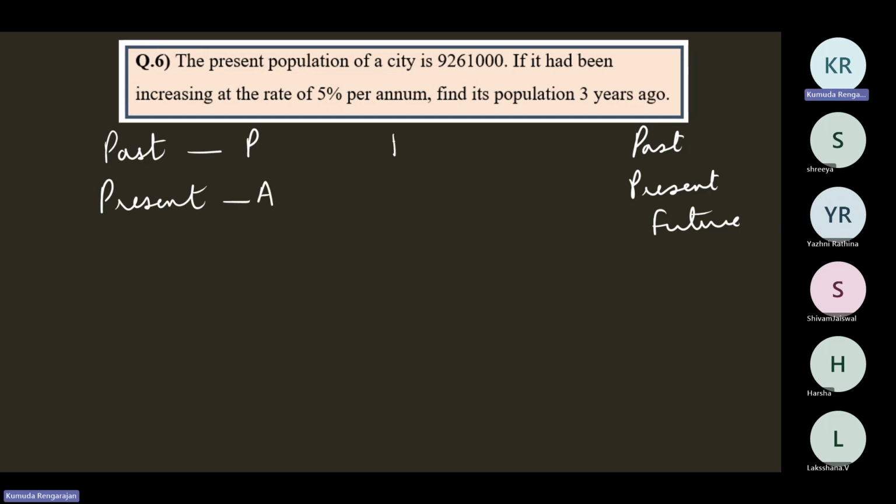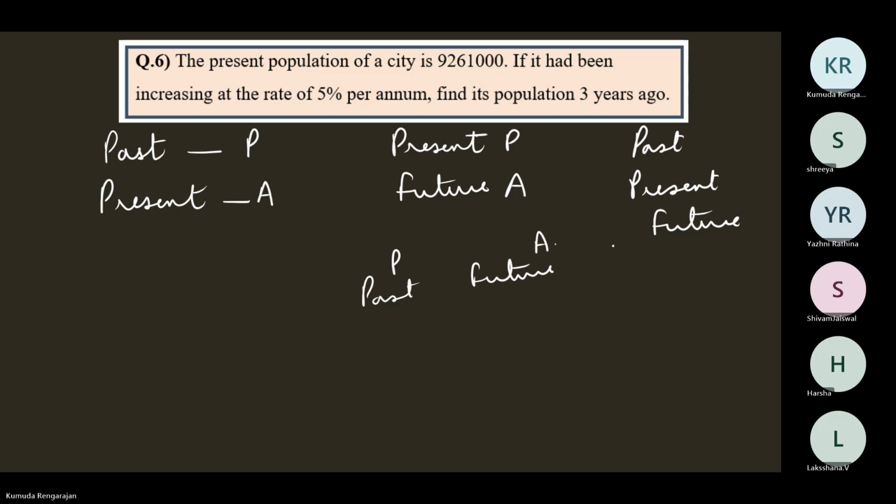If the question talks about the present and the future, in that case, the future is the latest one, the one which is ahead of time. Future, so amount. Present is the principal. If supposing in the question you have past and future, past is the principal and future is the amount. You can make a note of this.